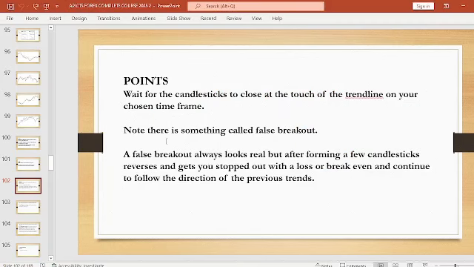I said, okay, note that you wait for the candlestick to close at the touch of the trend line on your chosen time frame. Know that there is something called a false breakout. This is to avoid false breakout. Sometimes a false breakout looks real, but after forming a few candles, it reverses and gets you stopped out with a loss or break even, and continues to follow the direction of the previous trend.